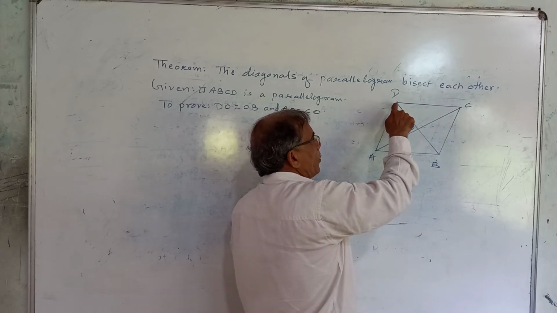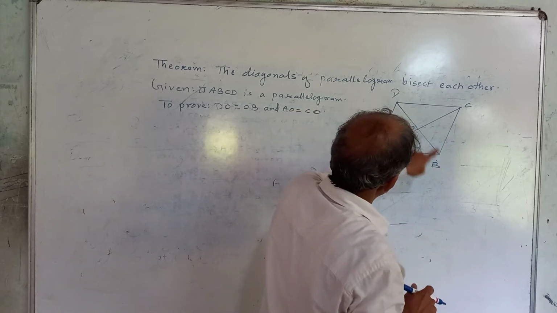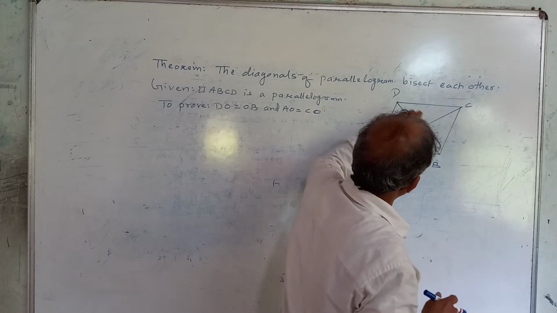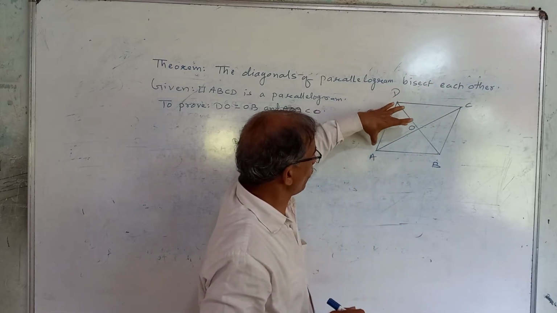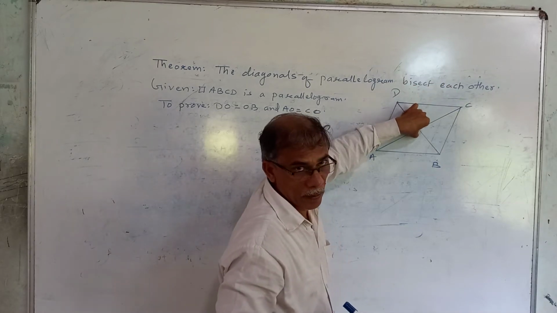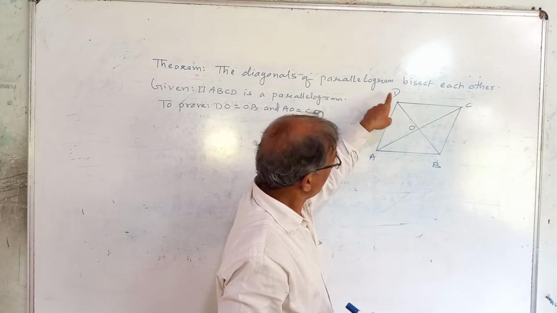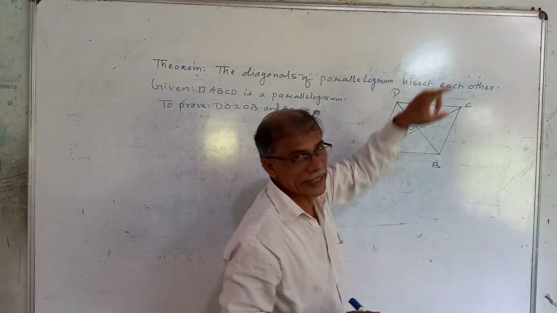Now diagonal DB bisects AC means what? See, this DB intersects AC at O. That means AC is divided into two parts, AO and OC by point O. So DB bisects AC means we have to prove AO is equal to OC. O is the midpoint.